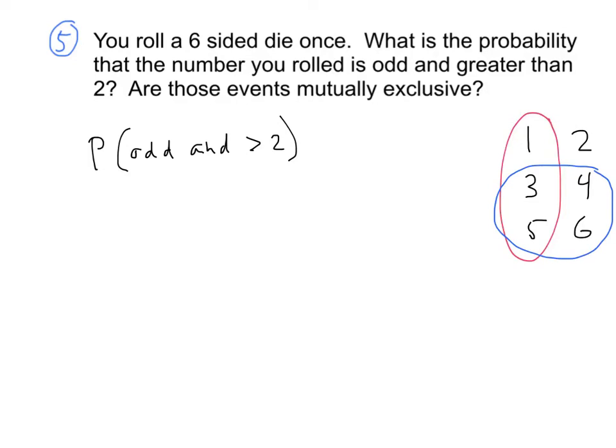Which ones are both odd and greater than 2? Well, that would be the 3 and the 5. Those are both odd and greater than 2. So this probability would be 2 out of 6, or 1/3. And let's think about the last part. Are those events mutually exclusive? Mutually exclusive means they can't happen at the same time. But these are not mutually exclusive, because it's possible to be both odd and greater than 2. So those are not mutually exclusive.